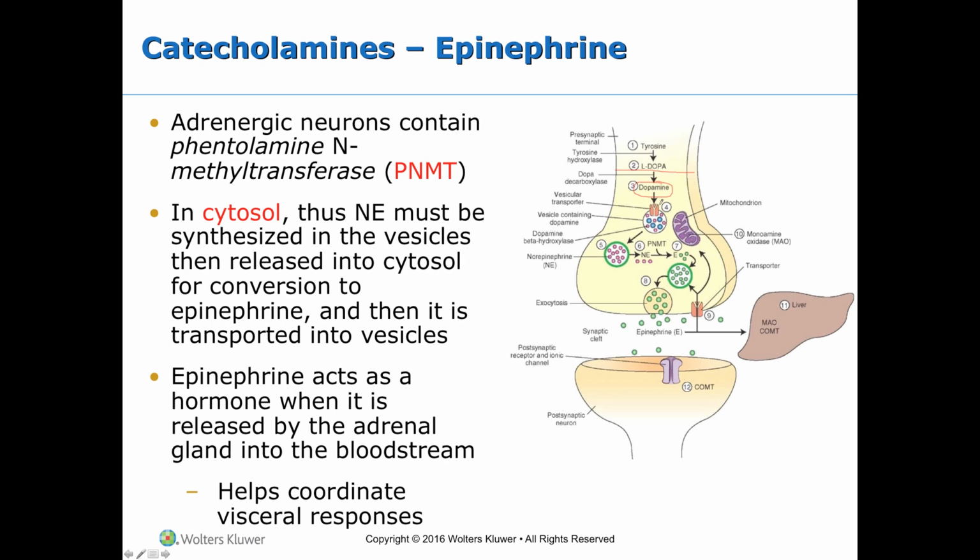Dopamine will be placed into a vesicle. Now, dopamine beta hydroxylase will turn that dopamine into norepinephrine. Norepinephrine must then be released back into the cytosol, where PNMT resides. This will lead to the synthesis of epinephrine. Epinephrine will then be transported into vesicles, and through the process of exocytosis, it can be released.